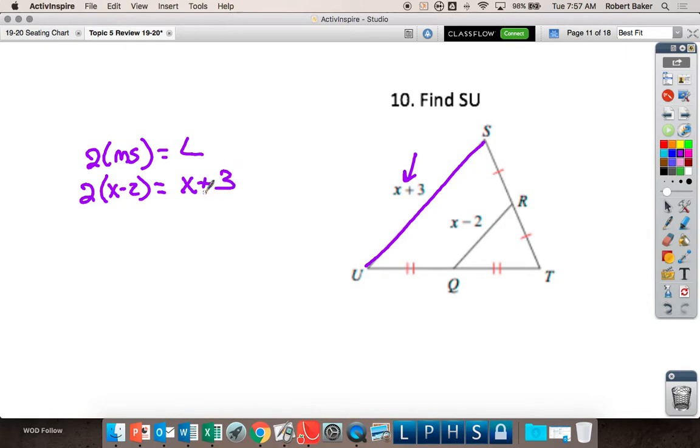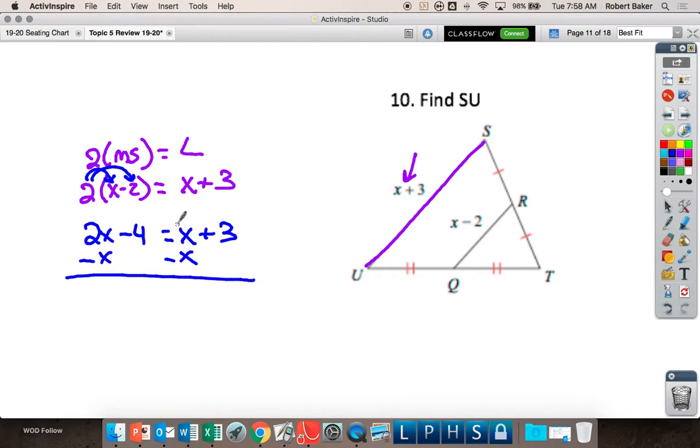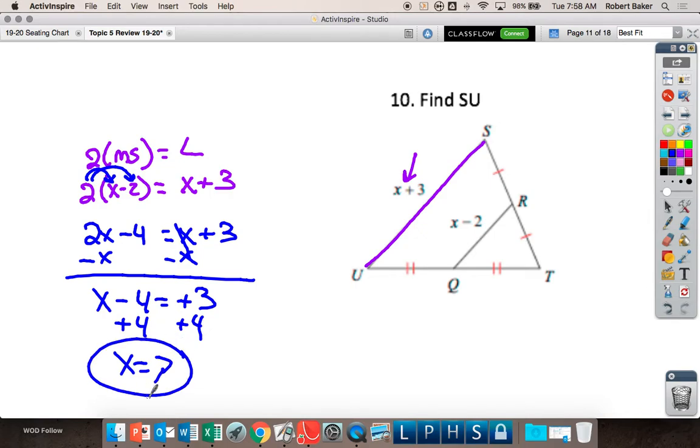So we'll distribute. 2 times x is 2x. 2 times -2 is -4 equals x plus 3. Subtracting x from both sides. Add 4 to both sides. And you get x equals 7. So let's plug our numbers back in and make sure they work. 7 plus 3 is 10, and 7 minus 2 is 5. And 5 is half of 10. 10 is 2 times 5. So everything is perfect there.